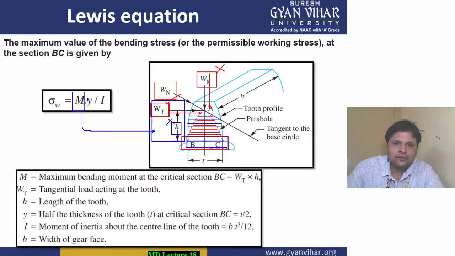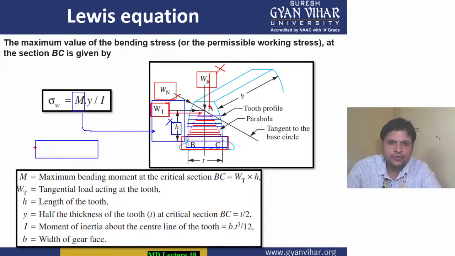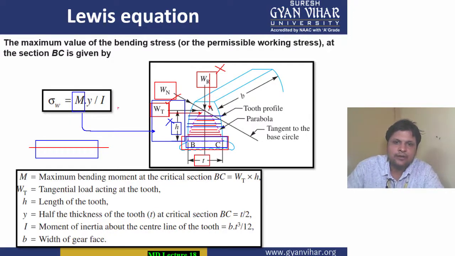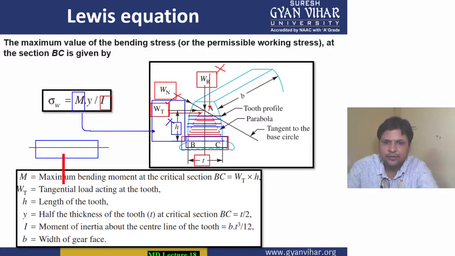Now what is y? y is the distance from the neutral axis. As I have told you in the bending equation, the distance from the neutral axis of the outermost fiber is given by y. So here, in place of y you will write t by 2. Similarly, what is the moment of inertia I? Students, in this case we all know that for a rectangular profile whose width is b and thickness is t, the moment of inertia is given by bt cube by 12.